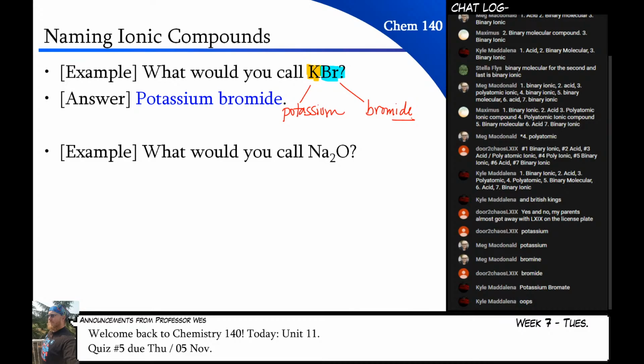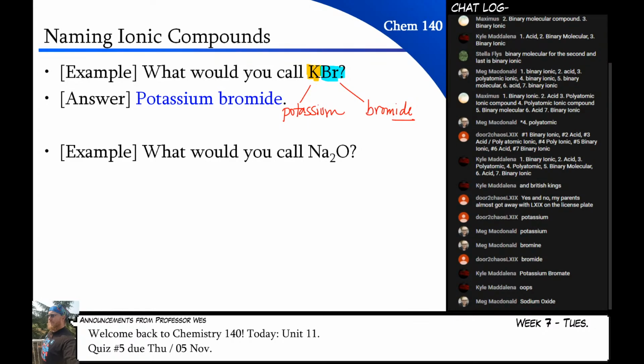All right, let's do another one. What is this? So we've got sodium. And we've got oxygen, but oxygen loses most of its letters and becomes oxide. Which everybody's heard of, oxide. Probably not even in a chemistry context. You've just heard that word thrown around because it sounds cool.